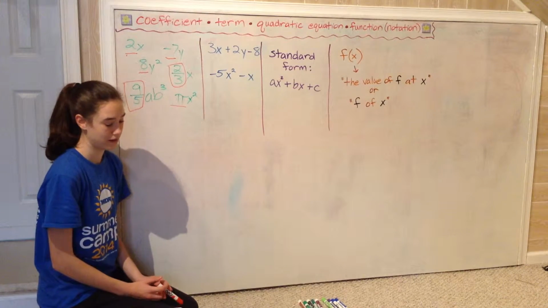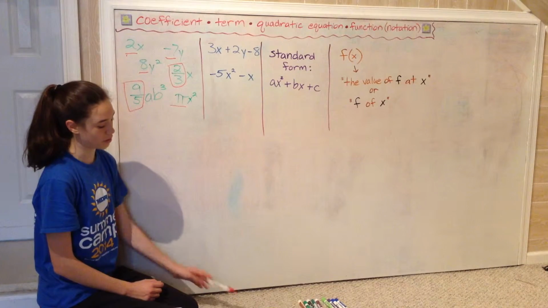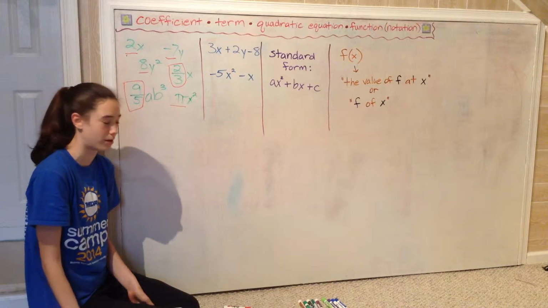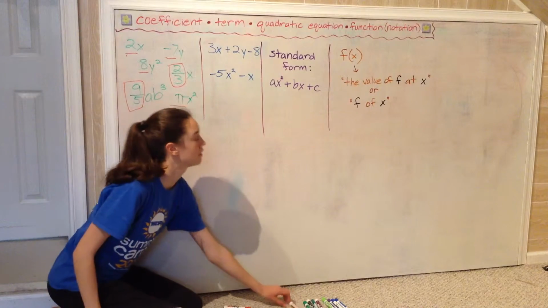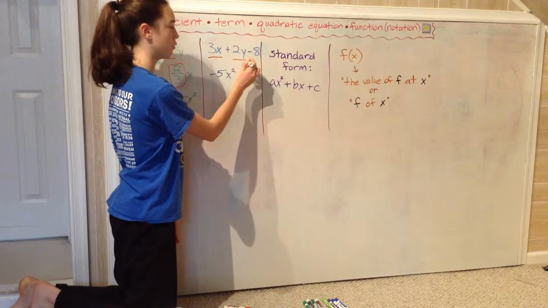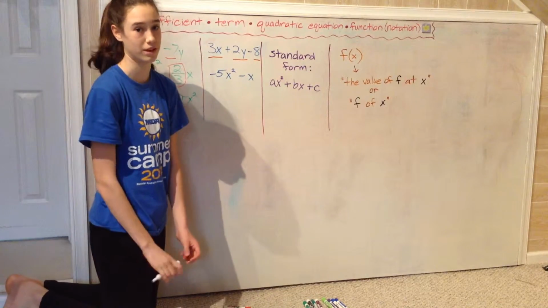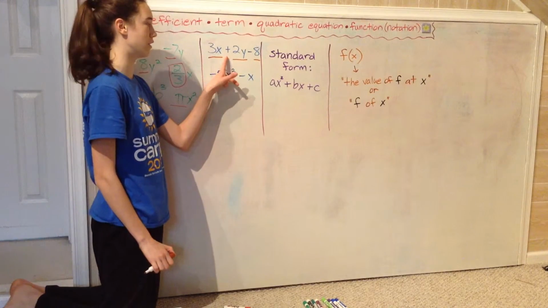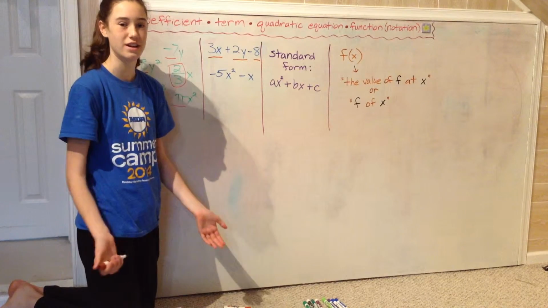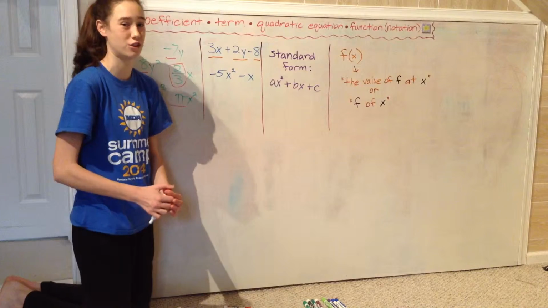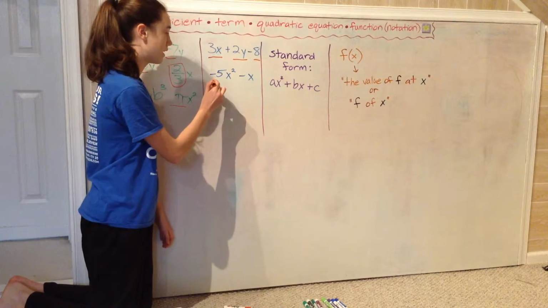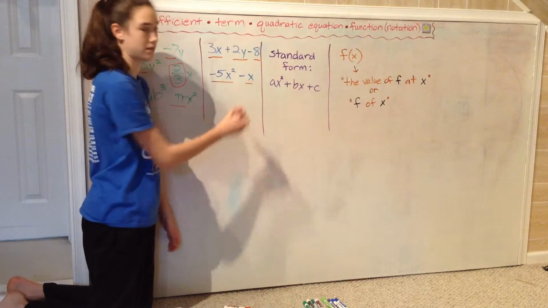Next, I would like to define term. And term is usually a coefficient with a number, or it could just be the number or the coefficient. So in these cases, 3x, 2y, and 8 would be the terms in the problem. You don't count the signs, multiplication, addition, subtraction, division, any of those. Those would not count as the terms. They are just separators of the terms usually. So in this one, -5x squared and x would be the terms.